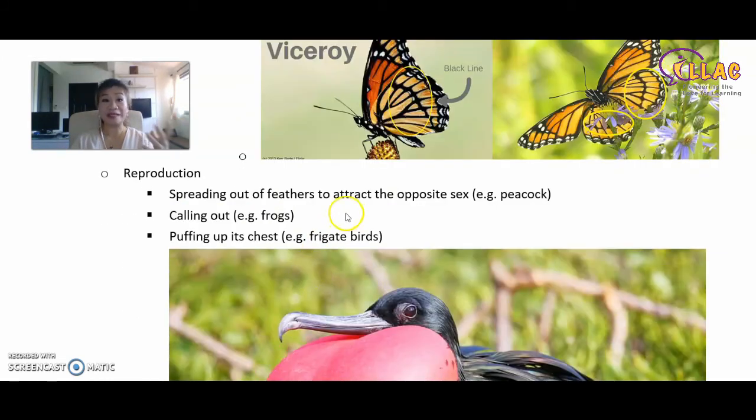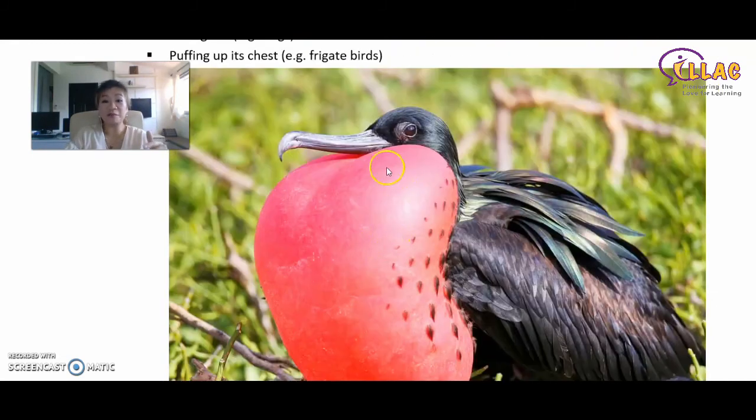Reproduction. They need to adapt in order to have a successful reproduction. For example, spreading out their feathers to attract the opposite sex like peacocks, calling out like frogs, and they can also puff out their chest. For example, the frigate birds. Normally they don't look like that, but they do that during mating season. The bigger and the brighter this chest is, the better chance they have in attracting the opposite gender.